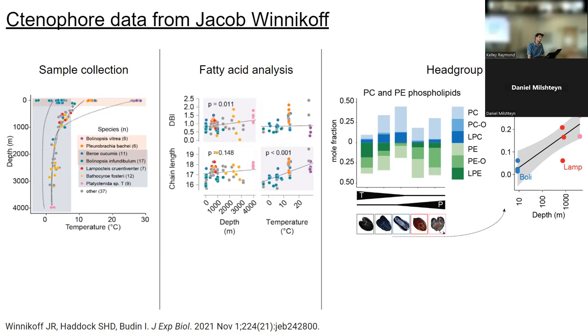What he did is, they collected around 120 of these animals across the world, Antarctica, Hawaii, different places that have very different depths and temperatures of water. They did a bunch of analyses. In my case, we only really care about the lipidomics, so how the lipid profiles of the animals changed over these conditions. They've identified a few features that they believe are helping the comb jellies survive under different temperatures and pressures of the ocean.